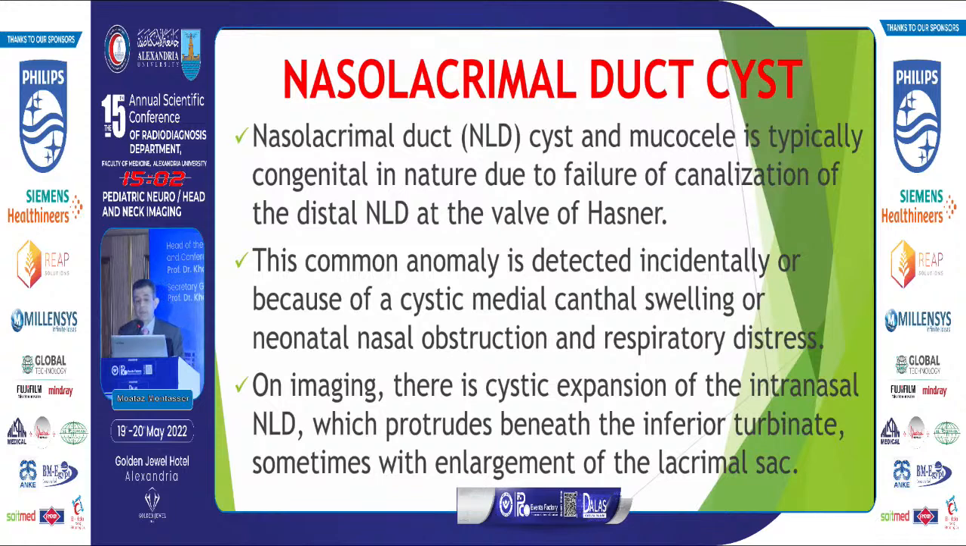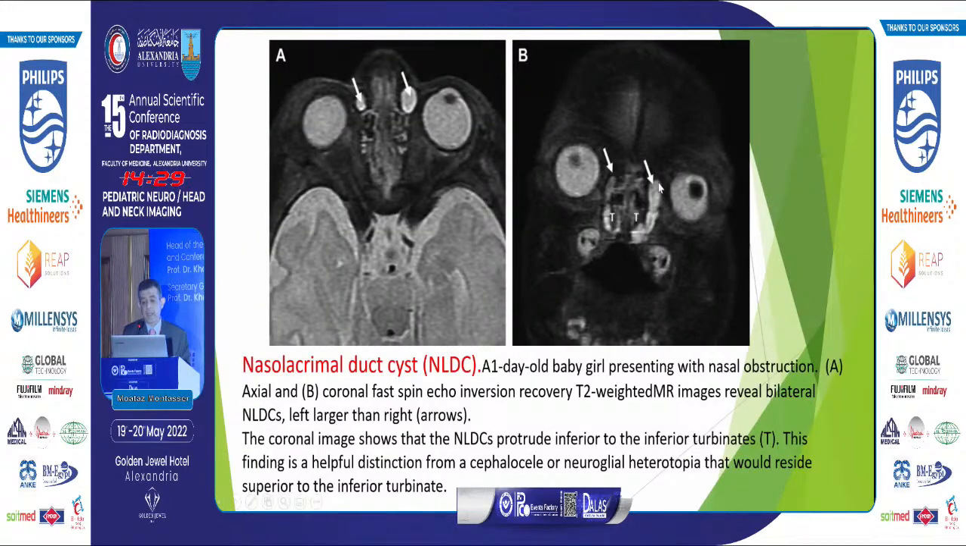Nasolacrimal duct cyst, or dacryocystocele, and mucocele formation is typically congenital in nature due to failure of canalization of the distal nasolacrimal duct at the valve of Hasner. This common anomaly is detected incidentally or because of a cystic medial canthal swelling, or it may present with neonatal nasal obstruction. On imaging, it appears as a cystic expansion of the medial aspect of the eye globe, and the nasolacrimal duct characteristically extends inferior to the inferior turbinate, where it opens in the inferior meatus.